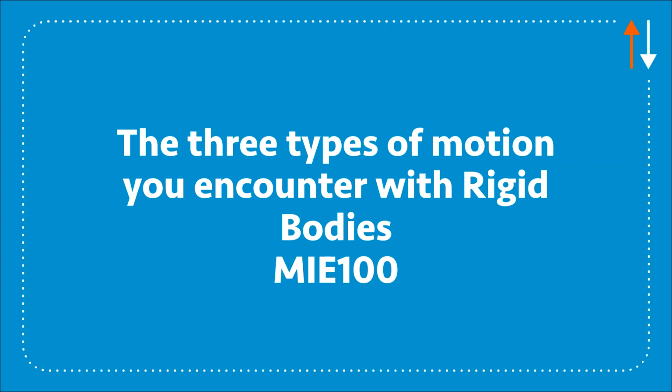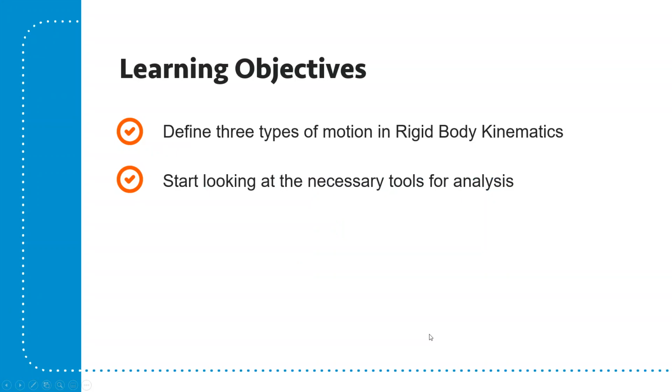So today what I want to do is talk about three types of motion that you encounter with rigid bodies. And those three types of motion are going to be defined first. I'm just going to show you examples of what it looks like and how they sort of behave, and then start looking at what the tools are necessary to do the analysis.